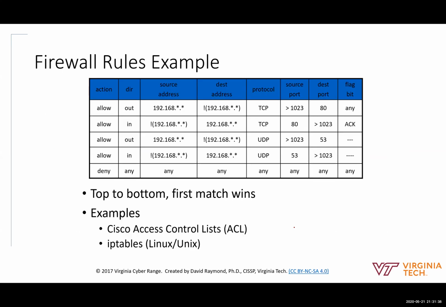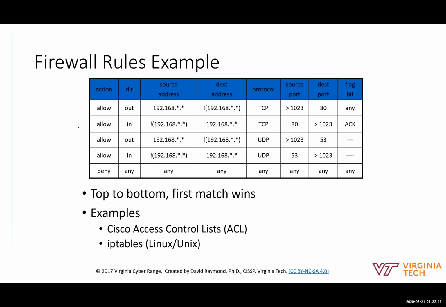So here are some examples of firewall rules, and this is not something that I would expect you to be able to turn around and do, but it just shows some examples of what this might look like, and hopefully this makes sense as I walk through it. So this is a pretty standard set of firewall rules. It's very simple. Obviously, this isn't sufficient for most networks.